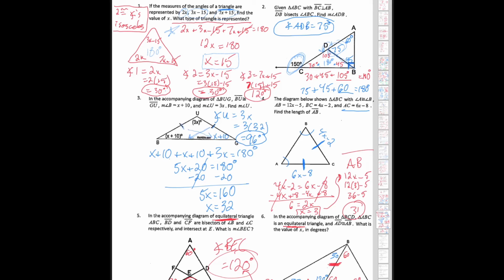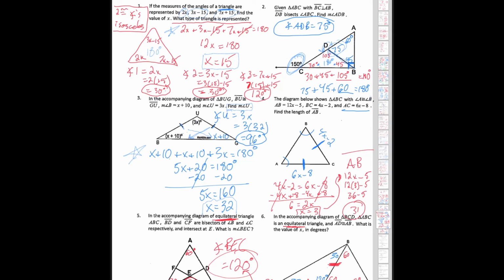For number three, we're given another triangle diagram, and we're told that these two sides are congruent. So that means any angles opposite these two sides are also congruent. We're looking to find angle U. So what I need to do first is add up all three angles and set it equal to 180. I do that work here, and when I set up that equation, I get x is equal to 32. We're looking for angle U. So I take that x and plug it into 3x because that's the measure for angle U, and I get angle U is 96 degrees.